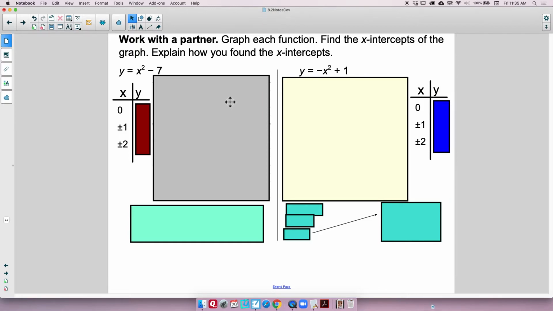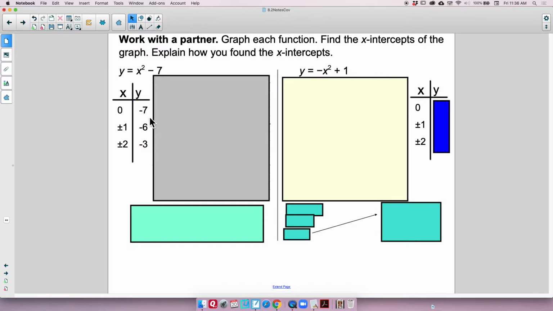So let's graph x squared minus 7. And we're going to need to find the x-intercepts of the graph. Okay, and you need to explain how you're going to find the x-intercepts. Think about what an x-intercept is and what's true of every x-intercept. Okay, so here's the numbers to plug in, 0, plus or minus 1, plus or minus 2. Go ahead and try it.